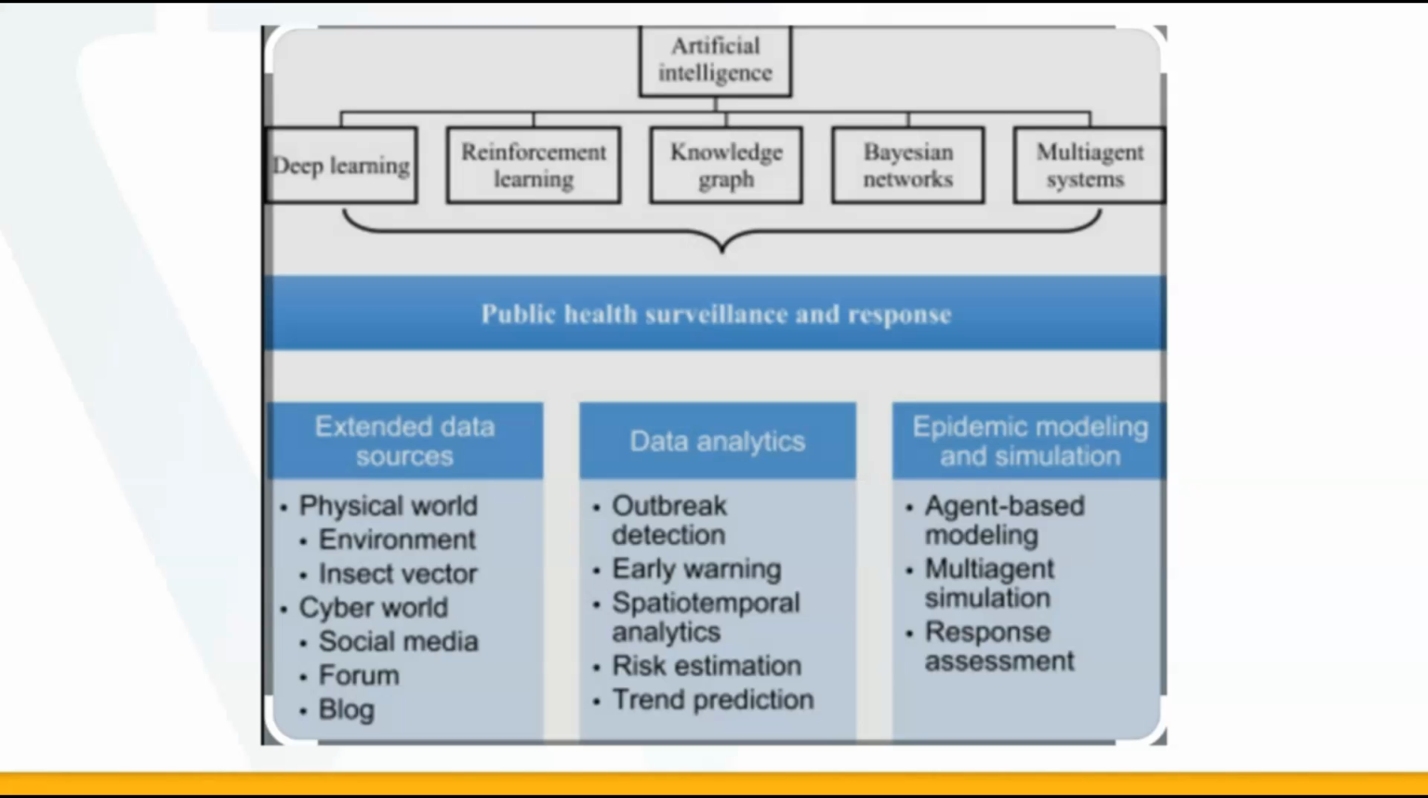So here is a diagram which has been created with artificial intelligence and public health surveillance in mind. So I wanted to show through this image the fact that public health is using artificial intelligence, and we're already starting to apply this technology. Where is it being used? Well, there are 3 different broad categories that artificial intelligence is being used.